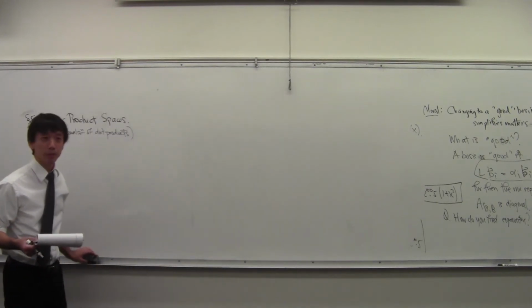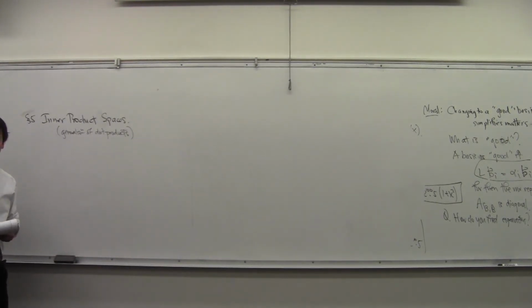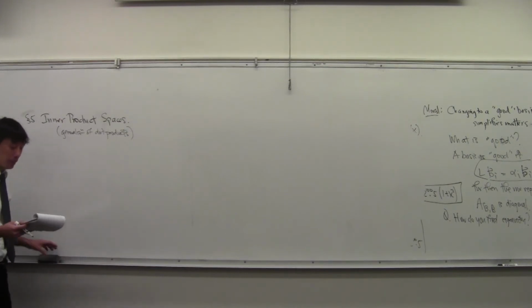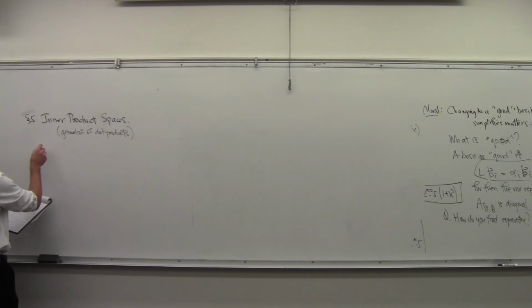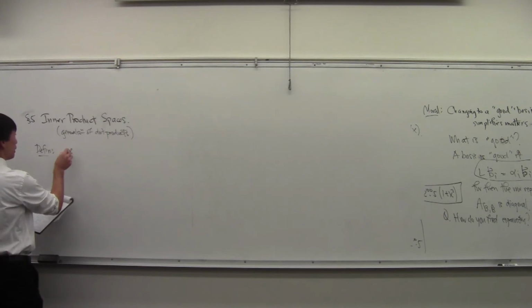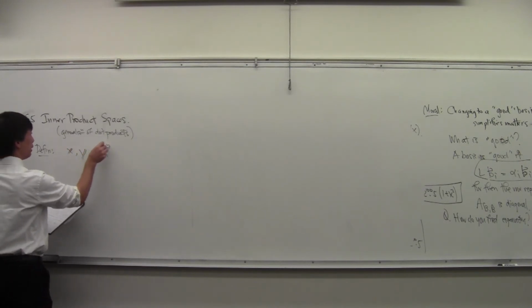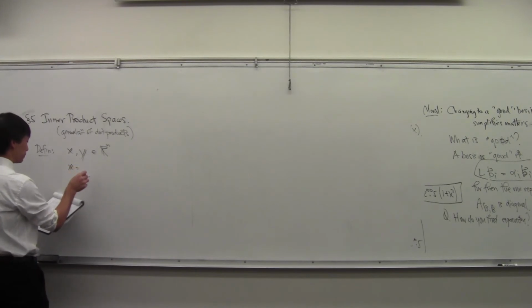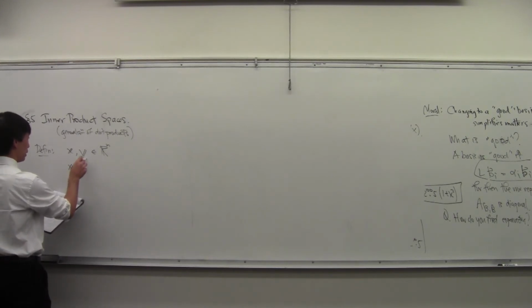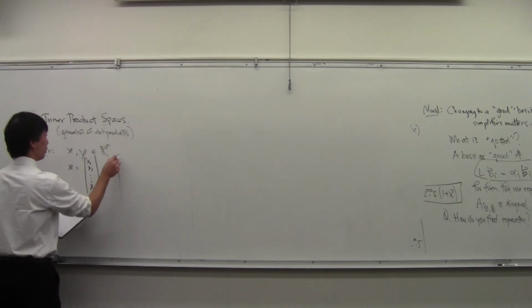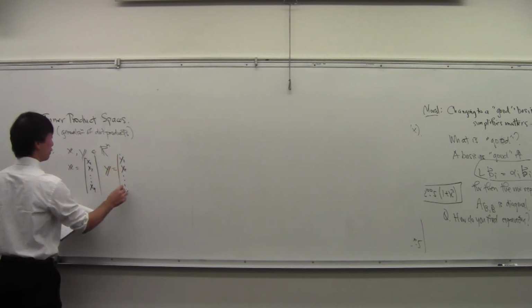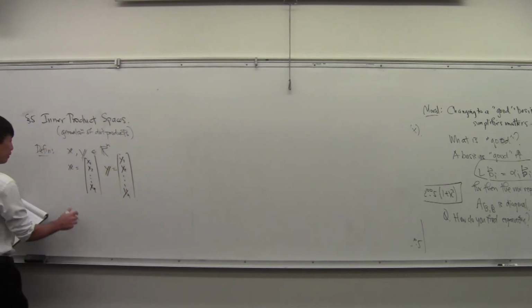So what's the dot product? Who can tell me what the dot product is? For vectors, it's the sum of multiplying each of the components. Okay. So you have x and y in R^n. Let's say that x is x1, x2, up to xn, and y is y1, y2, up to yn. Then we define the dot product, usually written with a dot.